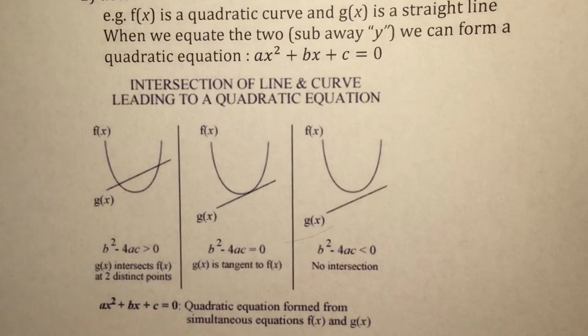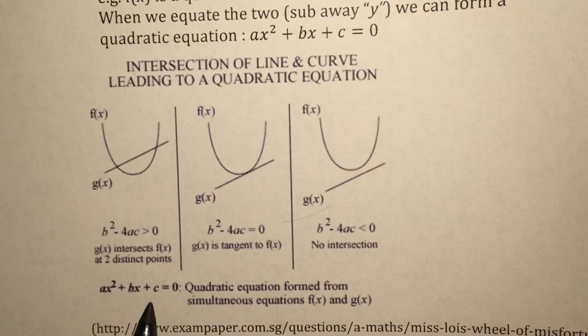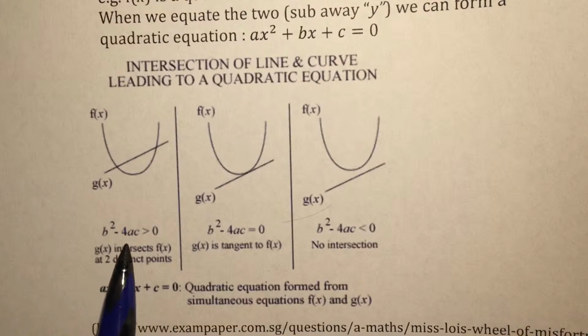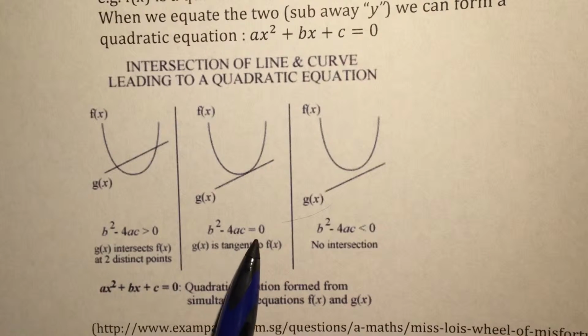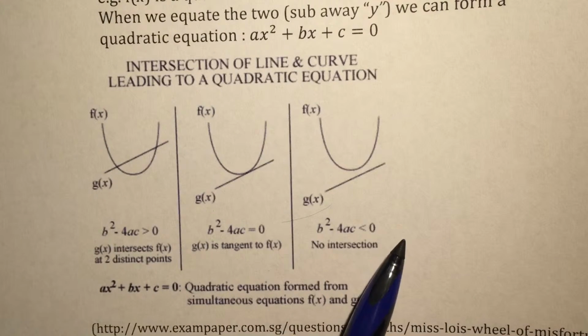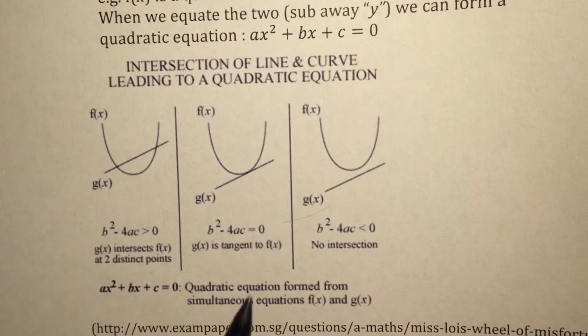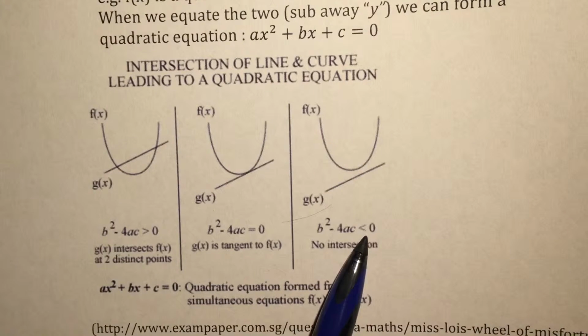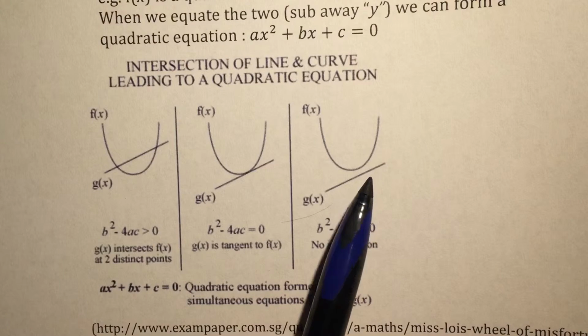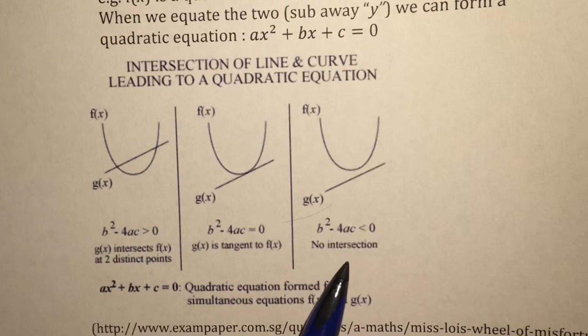So similar to what we had earlier on, we can have 3 cases. We can have a discriminant that is positive, a discriminant that is 0, or a discriminant that is negative. So like just now, when it is less than 0, there were no real solutions for x. So in this case, it just means that the curve and the line do not cut each other, no intersection points.